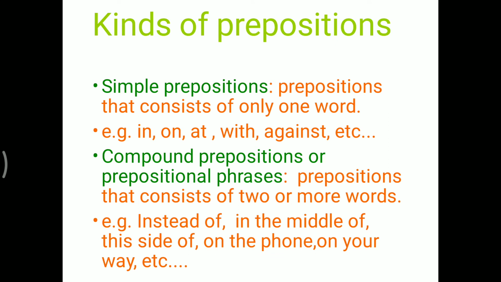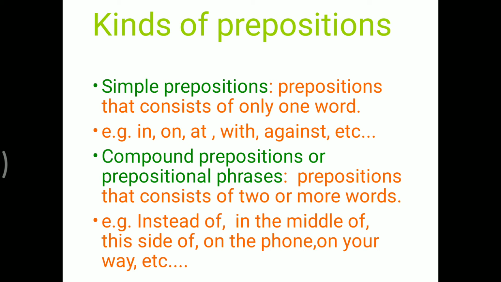According to the words in the sentence, prepositions are divided into two kinds. First, simple prepositions, and second, compound prepositions, which are also called prepositional phrases. What do you mean by simple prepositions? Simple prepositions consist of only one word, for example, in, on, at, with, against. These are all single words used as prepositions.